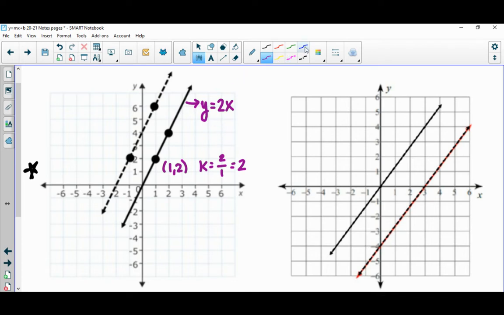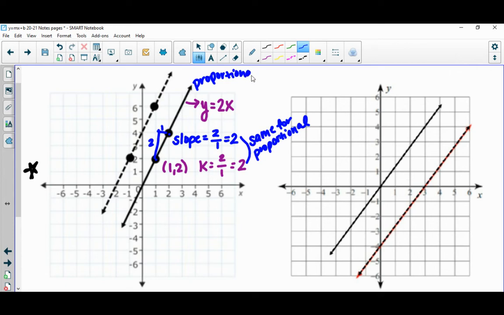We could also, from our last little unit that we did on slope, pick these 2 points here and count the rise over the run. So we're going up 2 and to the right 1. So we could also say here that our slope of this line is 2 over 1 or just 2. So it's interesting here that our slope is actually the same exact thing as our k value. So these are going to be the same for proportional relationships. And this graph, just so that we can label it, is our proportional one.